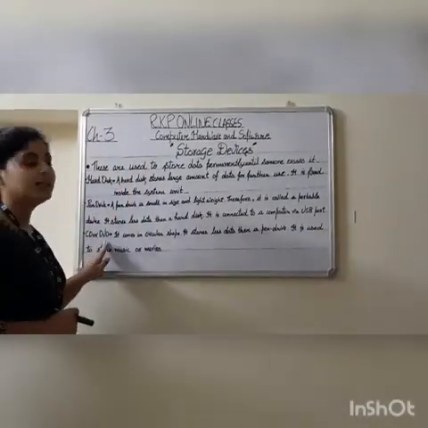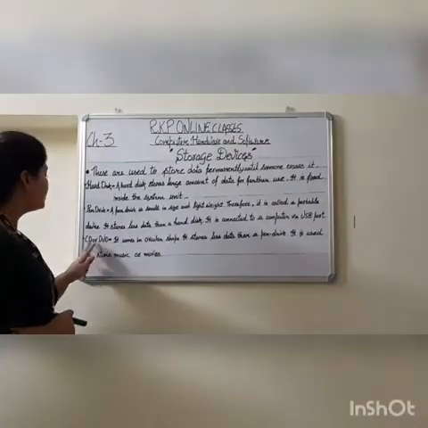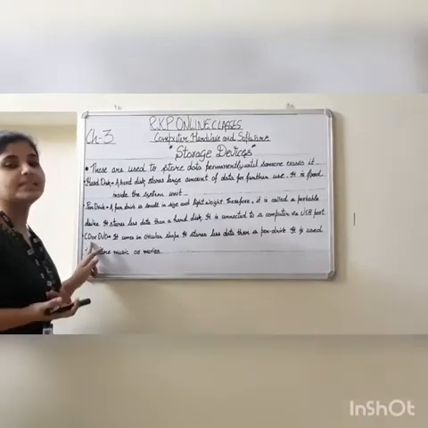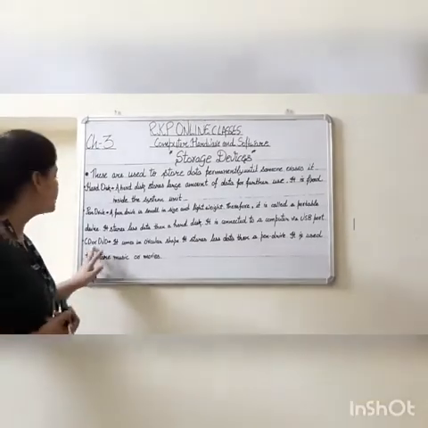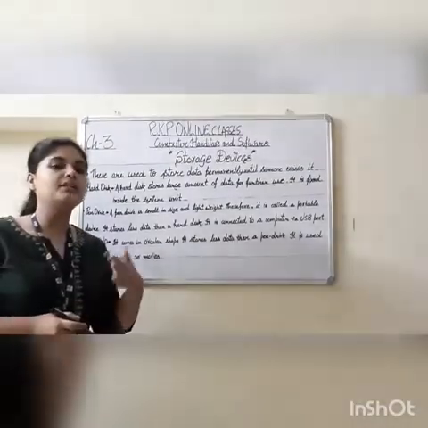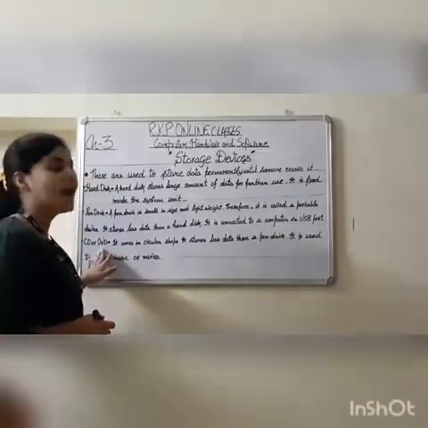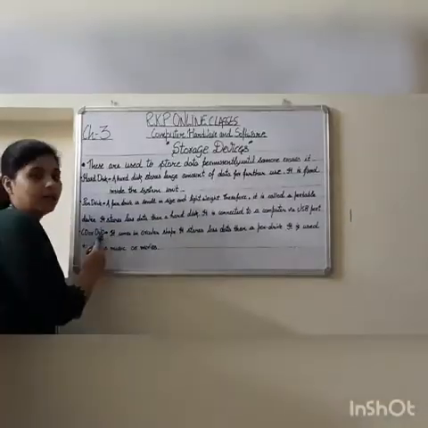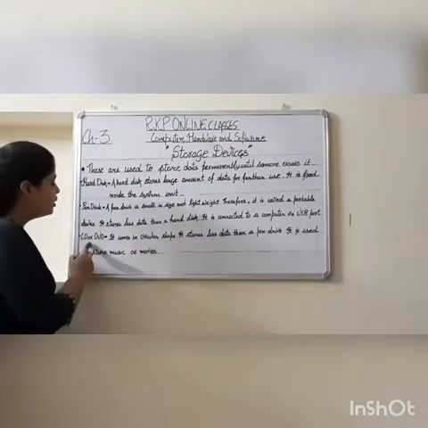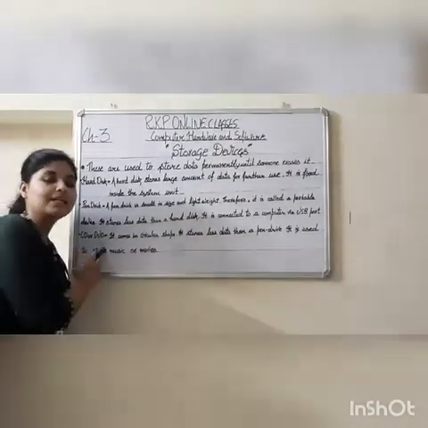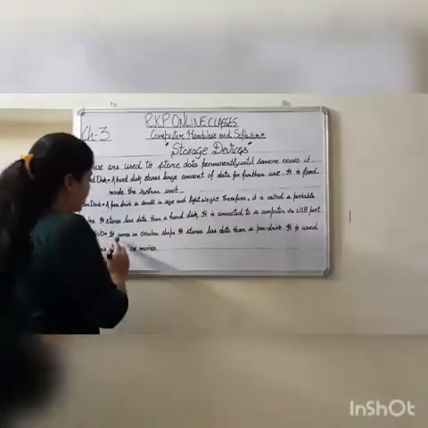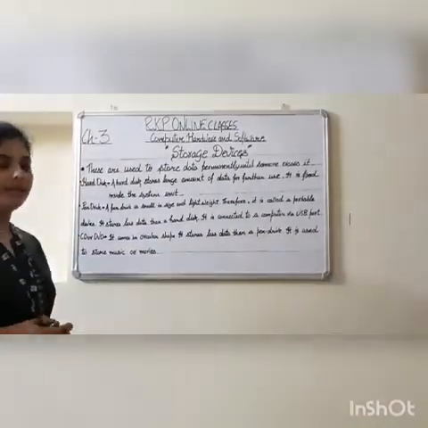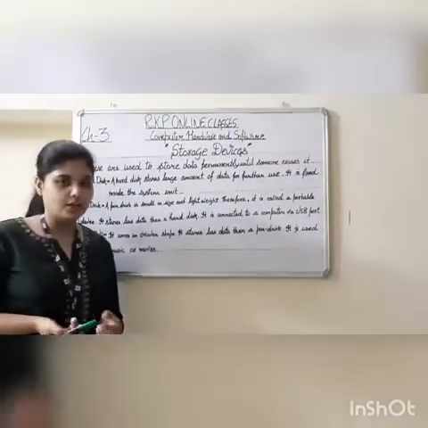So next is CD or DVD. Here CD stands for compact disc and DVD stands for digital versatile disc. CD and DVD both are popularly used secondary storage devices. They come in circular shape. If we talk about the shape of the CD and DVD, both are circular in shape.